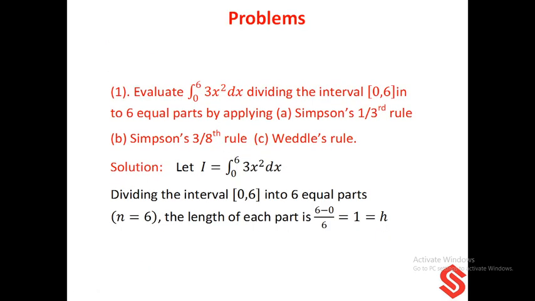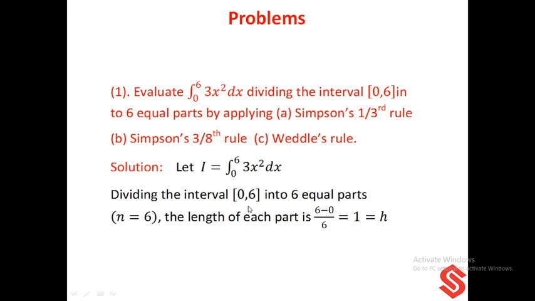Now let us solve problems. First problem. Evaluate integral 0 to 6 of 3x square dx, dividing the interval 0, 6 into 6 equal parts by applying A, Simpson's 1/3 rule, B, Simpson's 3/8 rule, and C, Weddle's rule. So for solution, first we consider the given integral as I is equal to integral 0 to 6 of 3x square dx. Here the limits are from 0 to 6.